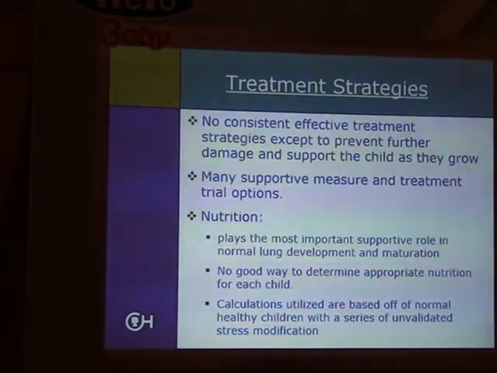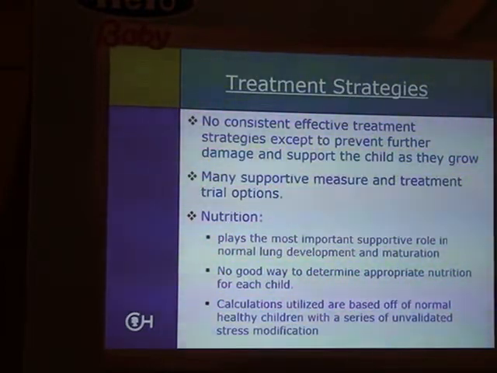The calculations that we use, and the nutritionists use, are these World Health Organization calculations that are based off of normal, healthy children, which we're not treating. And then they add a series of stress factors for this and for that that aren't well validated, and we're not really sure that that stress factor works for that child. We saw the different types of lung disease in 4 different cases, so do we really think that one stress factor for adding nutrition is gonna help each one of these?